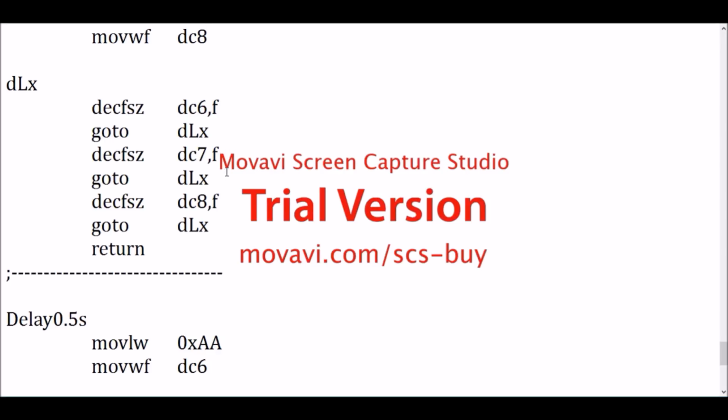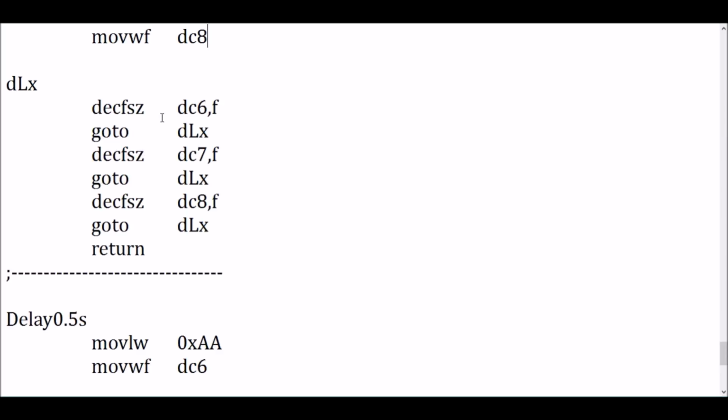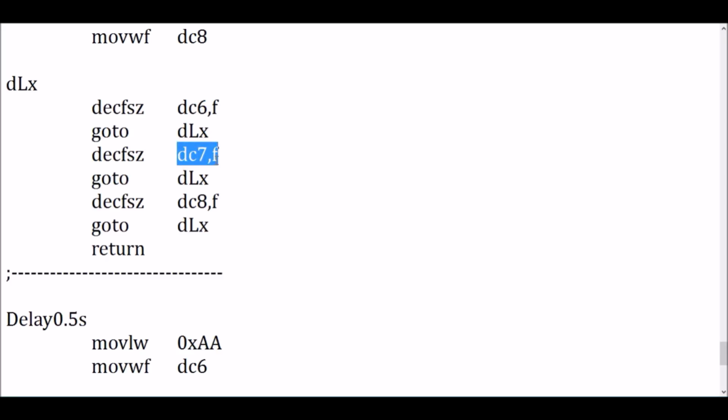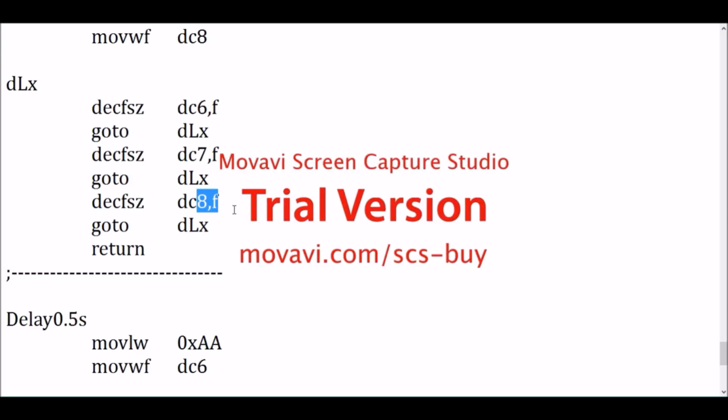Next, we use again the C block. So we can reduce now the number of bits until DC6 is equal to F. Then we can call DLX with the value of DC6. Then we can reduce again the number of bits until DC7 is equal to F. Then the new value of DLX is DC7. Then reduce again until DC8 is equal to F. Then we can call again DLX with the new value, which is DC8.